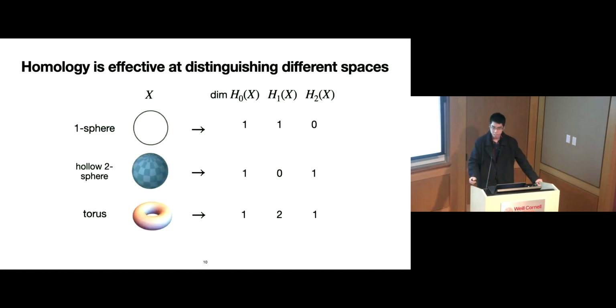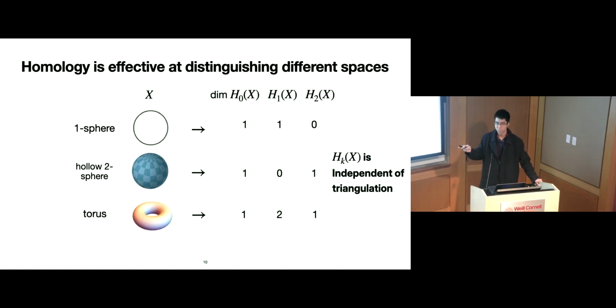And homology is effective at distinguishing different topological spaces. For example, you can see that the one sphere gets different homology groups from the other two, from the hollow two sphere or from the torus. A good thing about homology is that now this thing is independent of triangulation. No matter how you triangulate the space, you will get these numbers.